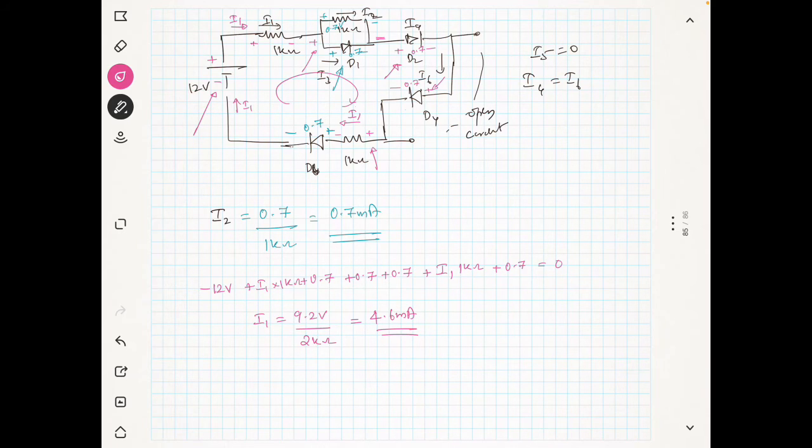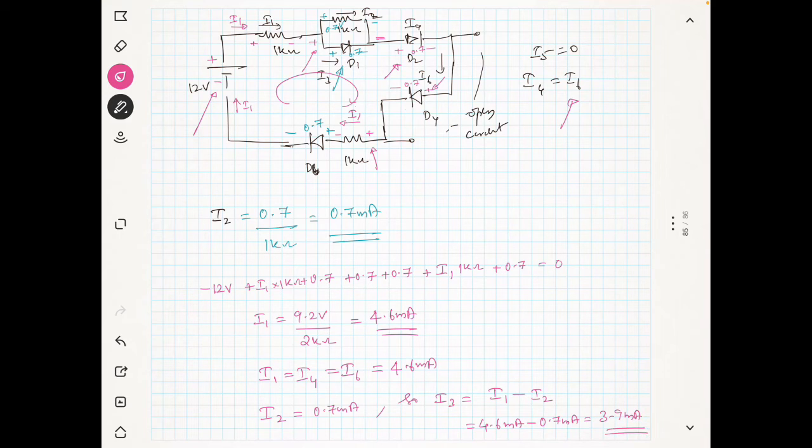But you know that your I1 is the same as I4. So I1 is equal to I4, but I4 is equal to I6. So everything is 4.6 milliampere. And you know that your I2 is 0.7 milliampere. So I3 is the total current I1 minus I2, which is 4.6 milliampere minus 0.7 milliampere, which is 3.9 milliampere.